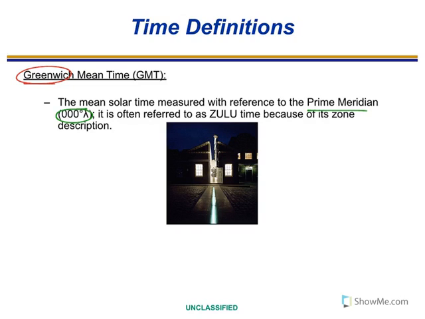In the military, we often refer to GMT as Zulu, because each time zone has an alphabetical designator. In this case, Greenwich is Z. So for our intents and purposes, GMT equals Zulu.